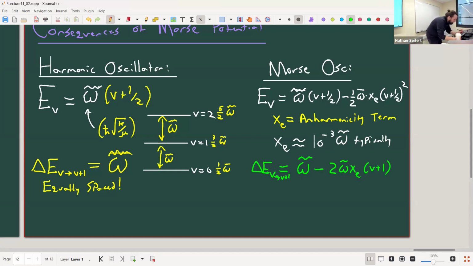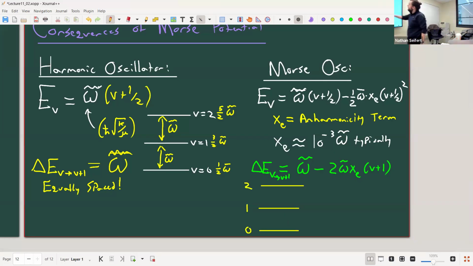So instead we have, for instance, let's just go ahead and do our energy level structure again. First 3 levels: 0, 1, 2. What are the energy levels of these? Well, this one, so v equals 0, is going to be 1/2 omega.